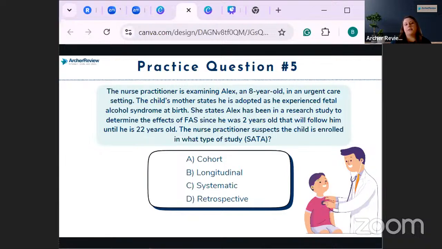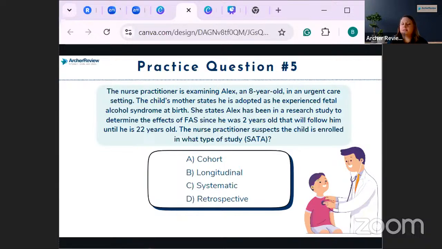So true or false, could it be a cohort? True or false, could it be a longitudinal? True or false, could it be systematic? Or true or false, could it be retrospective? I want you to pick out which ones you think, and I want you to think about the long term. That's going to be one of your key words here when you're really breaking down these questions.